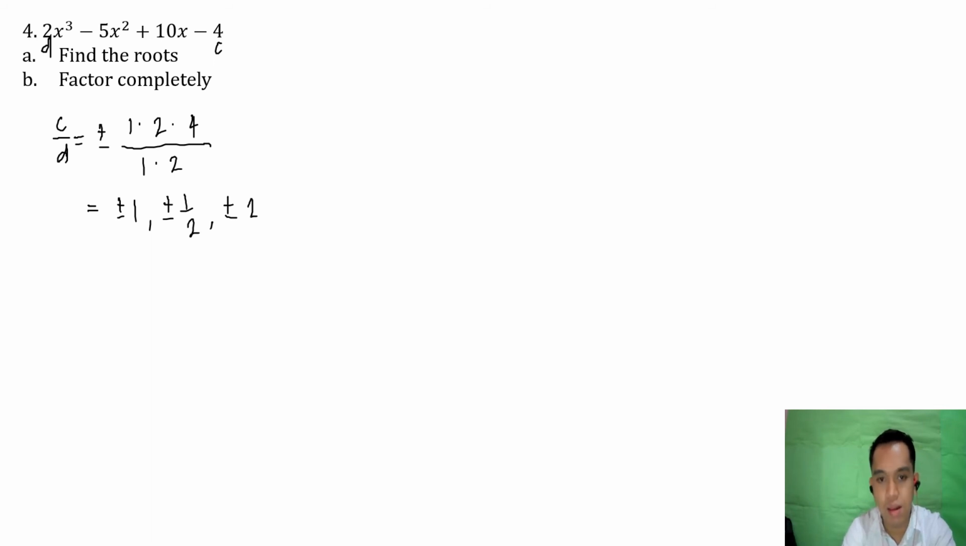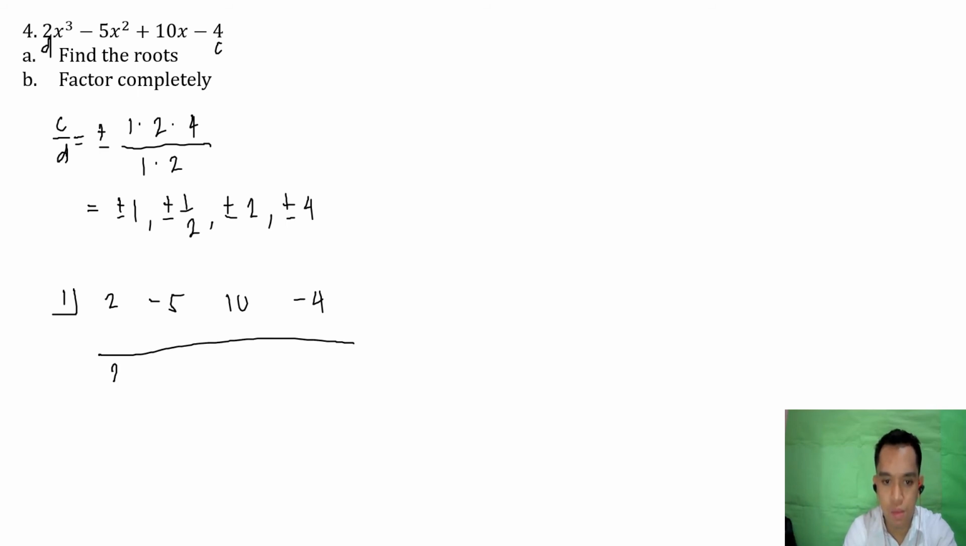Then 2 divided by 2 is 1. Kaya wag na yan. Then 4 divided by 1 is positive, negative 4. 4 divided by 2 is 2. May 2 na rin tayo. Kaya wag na. Okay, so subukan natin yung 1. Let's see if real root ba siya yung 1. 2, negative 5, positive 10, and negative 4.